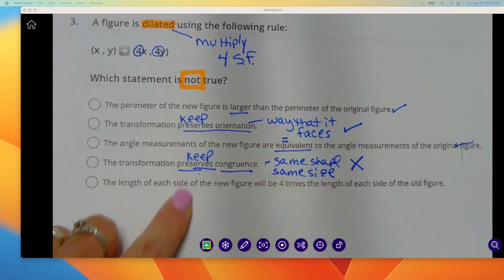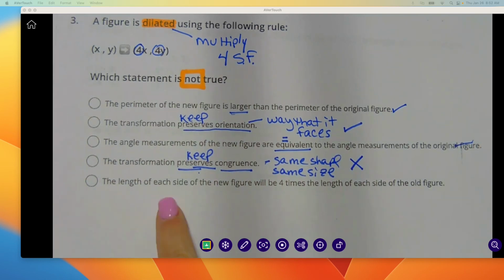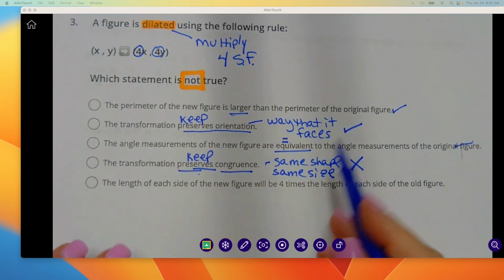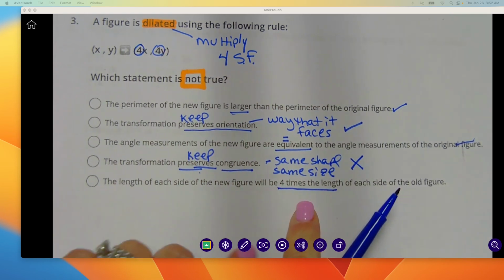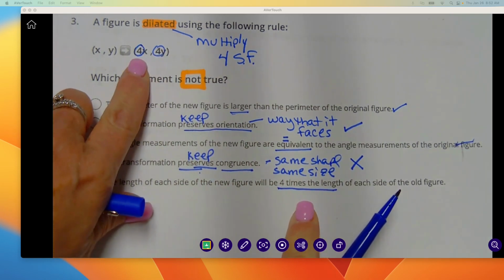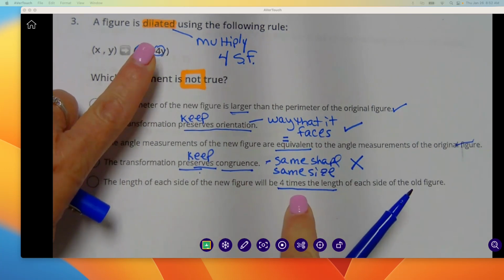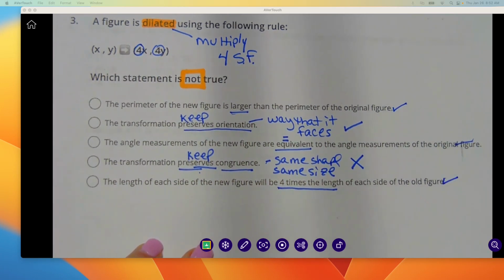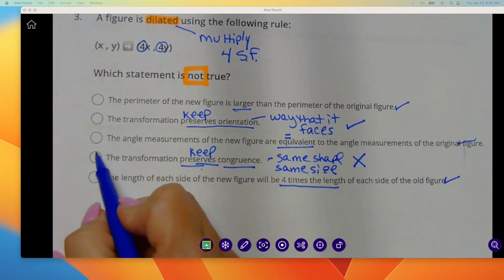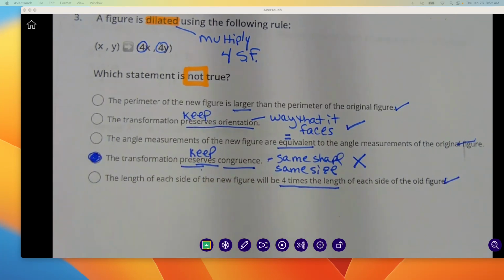Okay, but we're not just going to stop there. We're going to look at the last answer choice. The length of each side of the new figure will be 4 times the length of each side of the old figure. Let's look at the scale factor. The scale factor is 4. So each side length is going to be 4 times the length. So this one is true. So the one that is not true is the answer choice D.